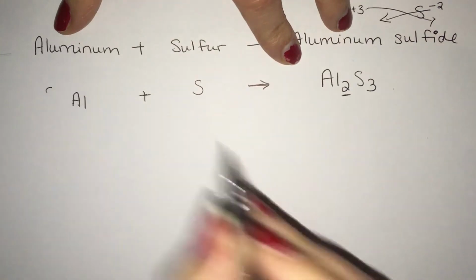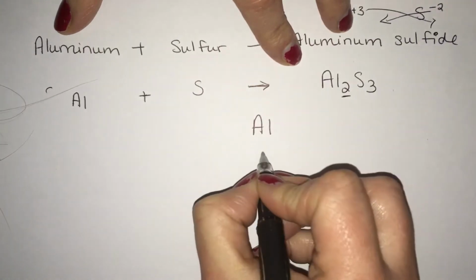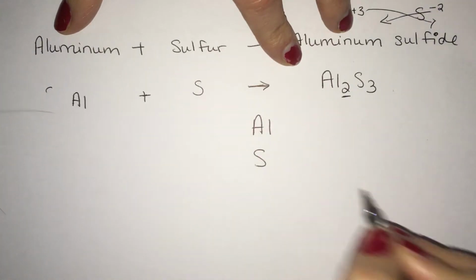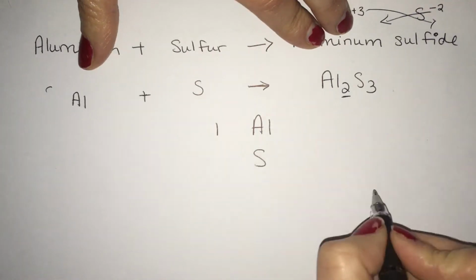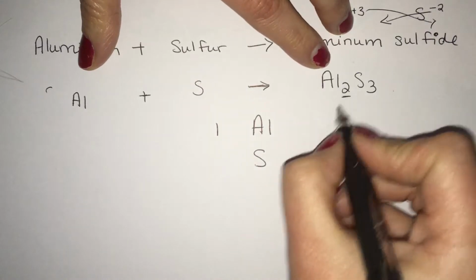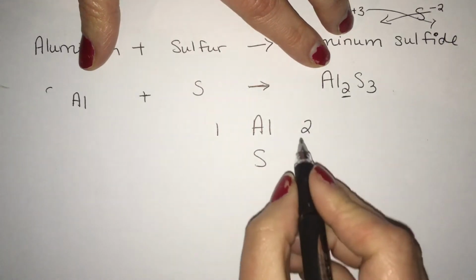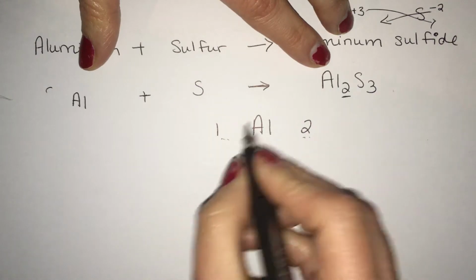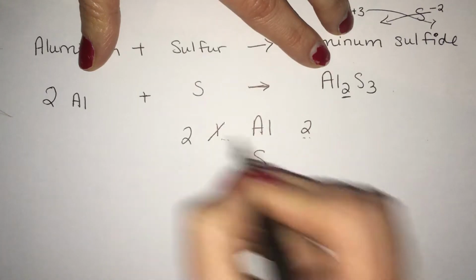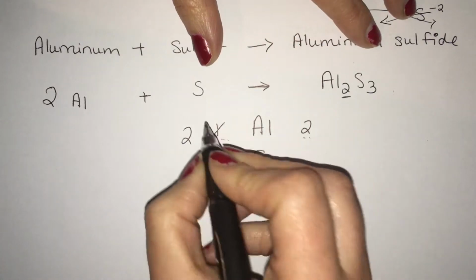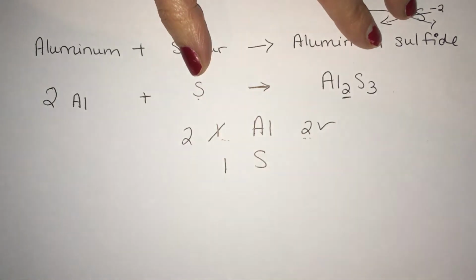So we are going to use the tally method. We have Al and we have S. With the tally method, you have 1 over here, and you have 2 over here. So you want to have these equal. You will write 2 here, and you'll mark that out and write a 2. So here you have 1 aluminum over here, and we're good with aluminum.